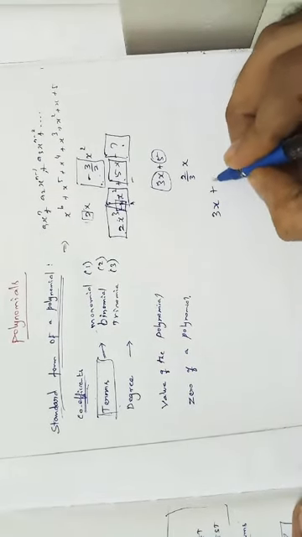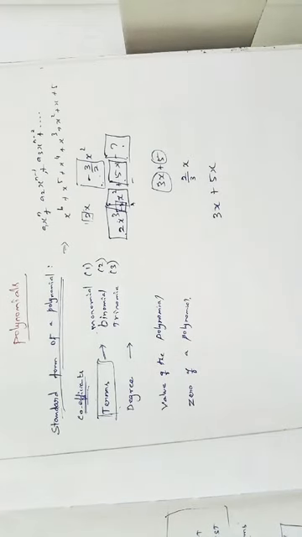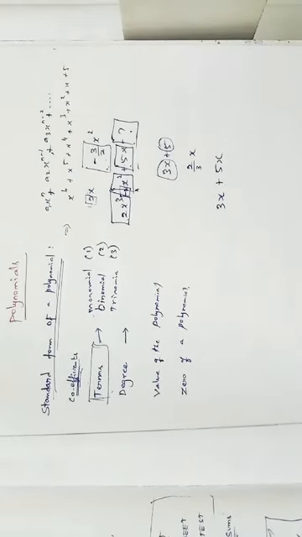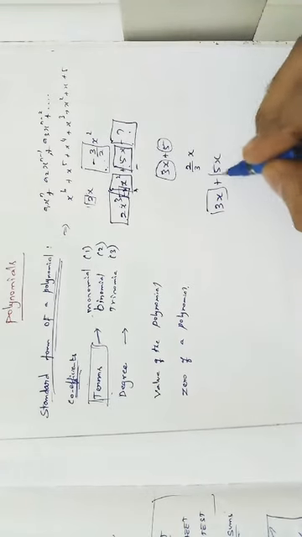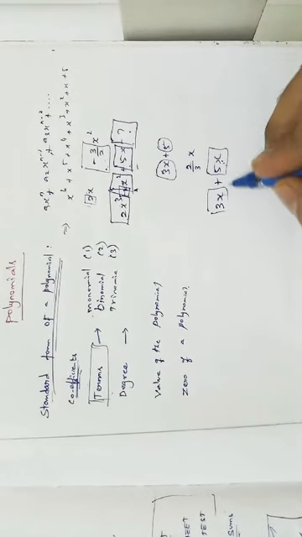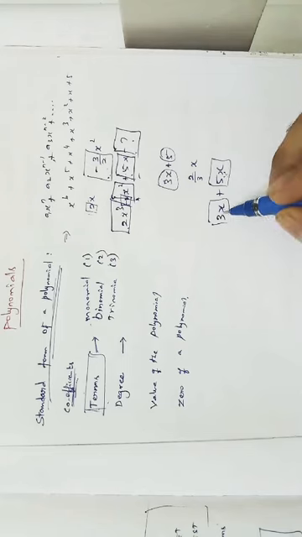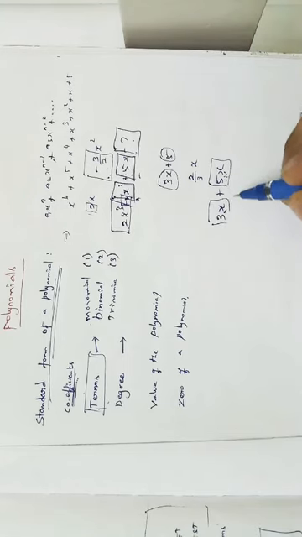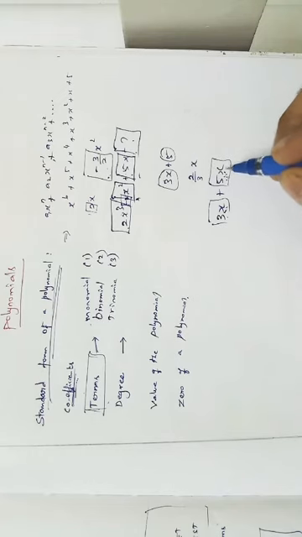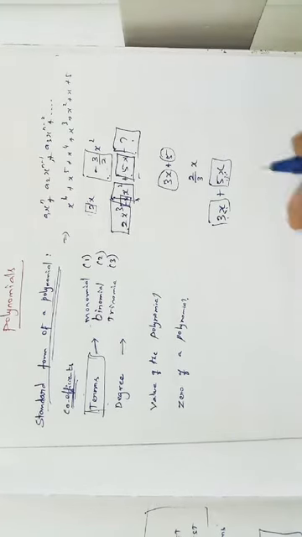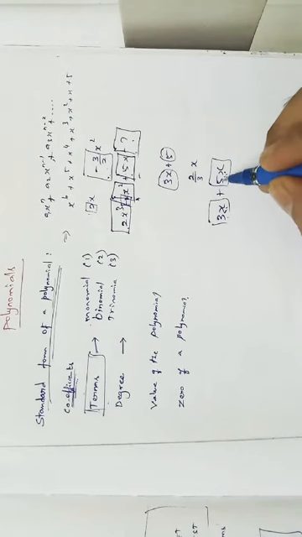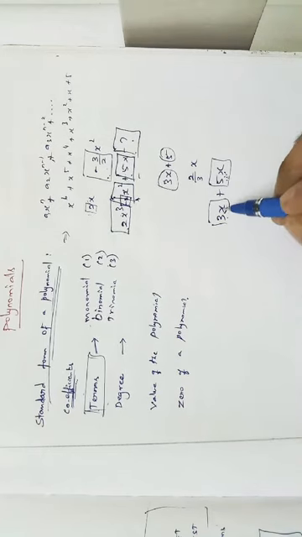3x + 5x. Now how many terms are there? We have two terms, but is this a monomial or a binomial? That is very important. Here 3x and 5x are both like terms. Like terms can be simplified, so these two like terms become one term. If both terms are unlike terms, then we can say it is a binomial.